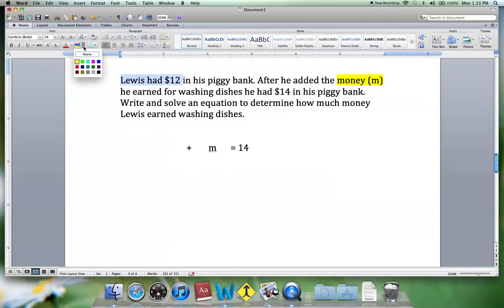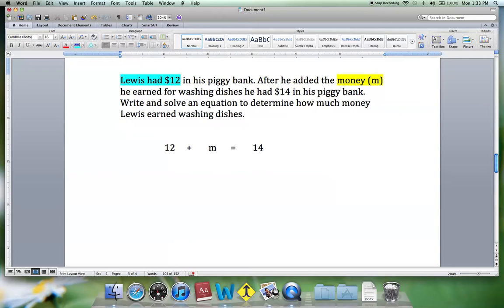Lewis had $12. He added some amount of money. We're not sure, so plus M, and now he has a total of 14. So now we have a one-step equation that we can use an inverse operation to solve.